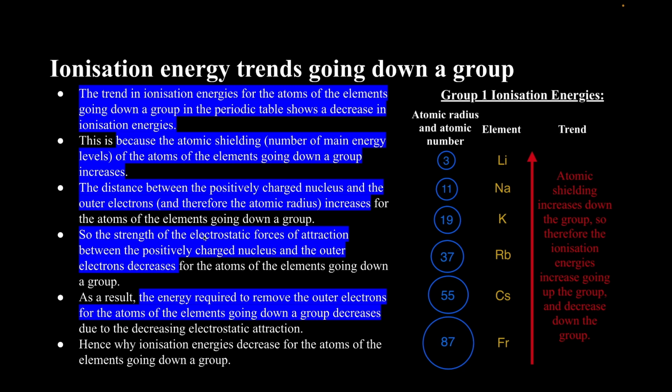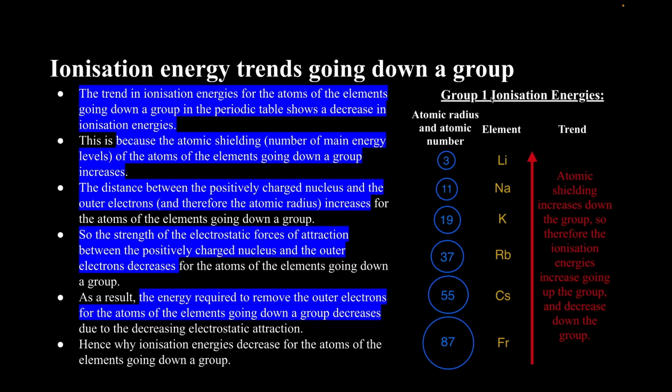So the strength of the electrostatic forces of attraction between the positively charged nucleus and the outer electrons decreases because the outer electrons are now further away from the positively charged nucleus, again because of the atomic shielding. As a result, the energy required to remove the outer electrons for the atoms of the elements going down a group decreases due to the decreasing electrostatic attraction. So less energy is required to overcome decreasing electrostatic attraction, hence why ionization energies decrease for the atoms of the elements going down a group.